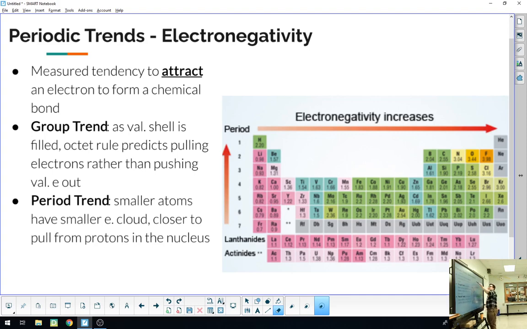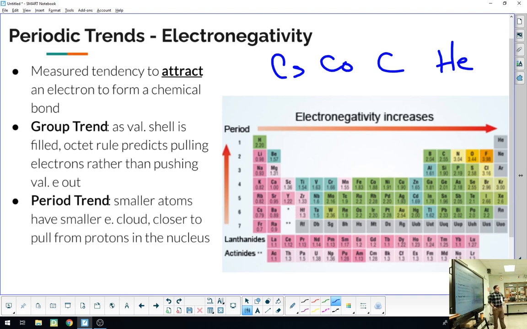So if I give you cesium, cobalt, carbon, and helium, list them in terms of their atomic size. And just go with that picture we had earlier.